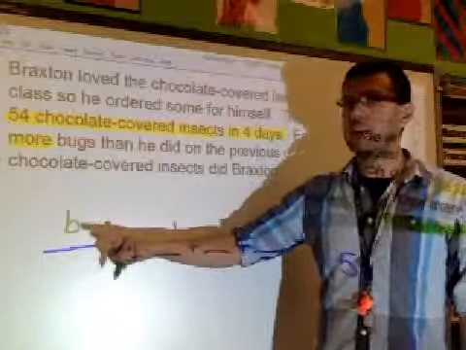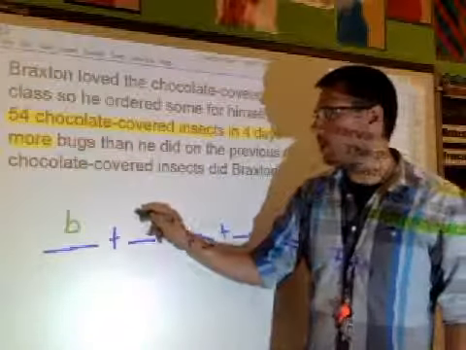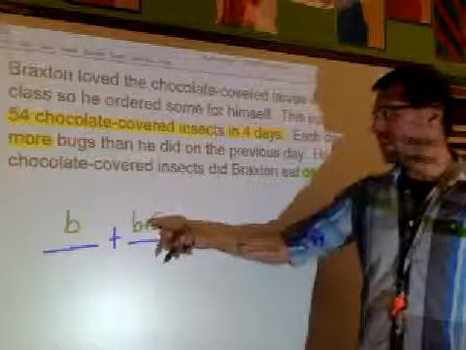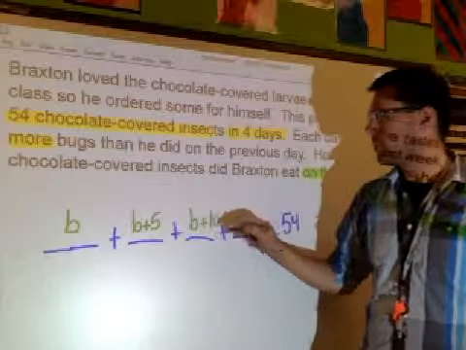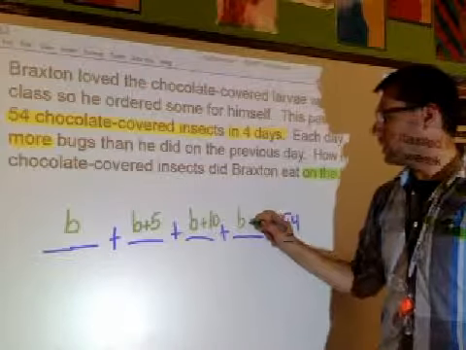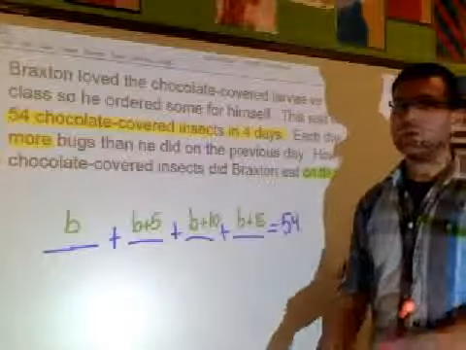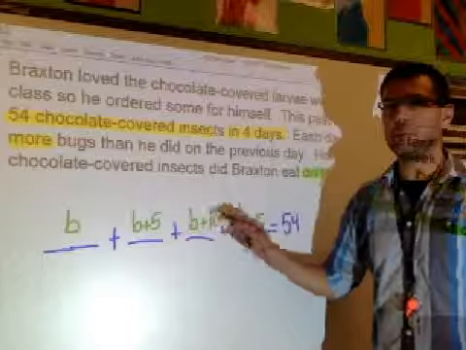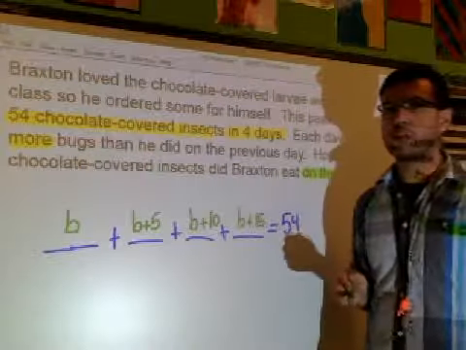What I do know is on the next day, he had 5 more than that. He had 5 more than the day before. So I could write that as B plus 5. On the day after that, he had 5 more than that, so I could write that as B plus 10. And on the last day, he had 5 more than that, so I could write that as B plus 15. All right, so far what we know is Braxton had B plus 5 plus B plus 10 plus B plus 15. And all of that equals 54.